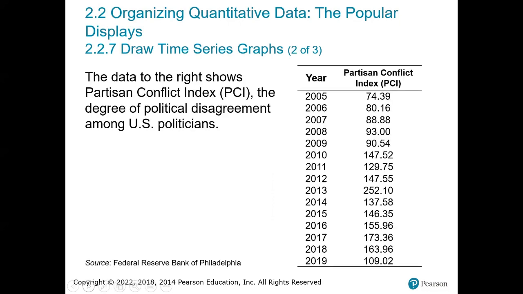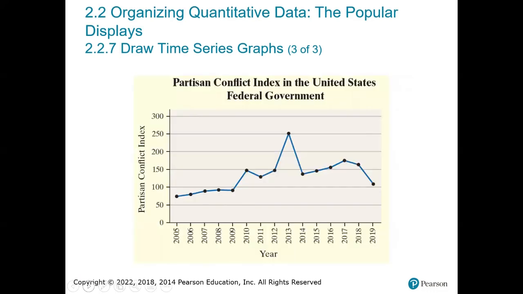Okay, so example here, the data to the right shows the partisan conflict index, or the degree of political disagreement among US politicians. So I'm assuming the higher number, the more disagreement there is versus the lower number. Each year has a PCI value, and I can type all those into StatCrunch if I want to, and then I can create my plot. I'm going to show you what it is graphed here for you.